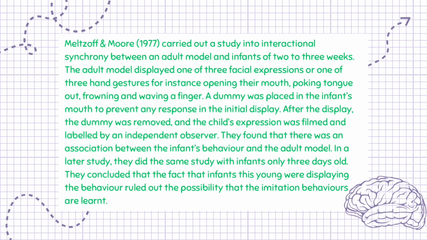Meltzoff and Moore, 1977, carried out a study into interactional synchrony between an adult model and infants of 2 to 3 weeks. The adult model displayed one of 3 facial expressions or one of 3 hand gestures, for instance opening their mouth, poking tongue out, frowning, and waving a finger. A dummy was placed in the infant's mouth to prevent any response in the initial display. After the display, the dummy was removed, and the child's expression was filmed and labeled by an independent observer.